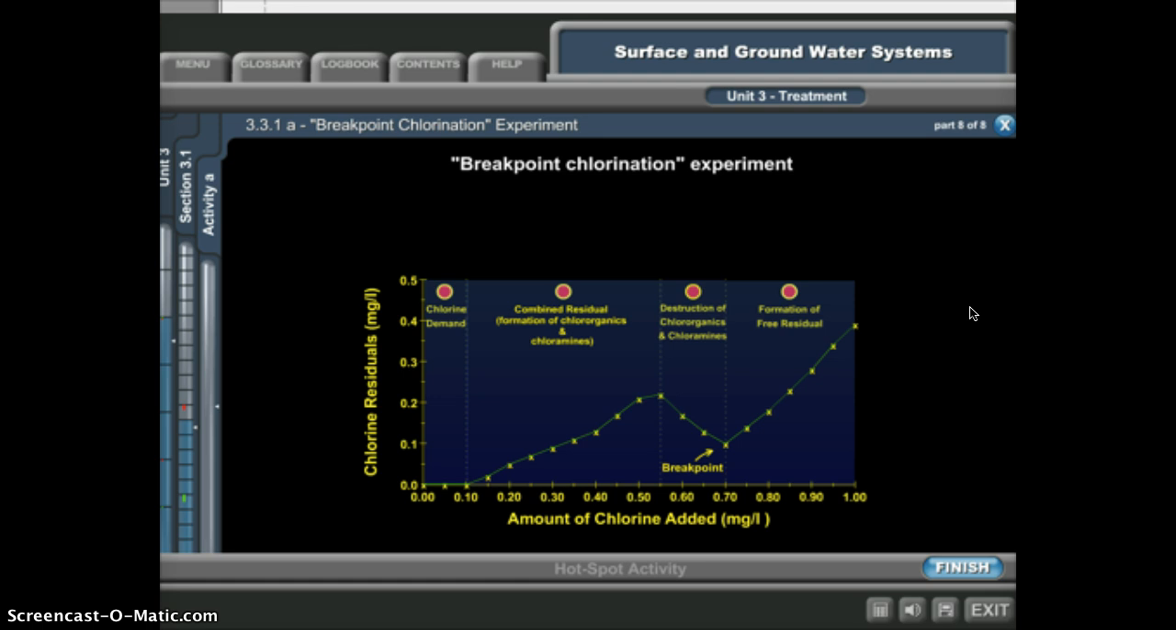Then, as chlorine is continued to be added between points 2 and 3, the chlorine reacts with organics and ammonia naturally found in the water. Some combined chlorine residual is formed, known as chloramines. Note that if the chloramines were to be used as the disinfecting agent, more ammonia would be added to the water to react to the chlorine at this point, and the process would be stopped at point 3.